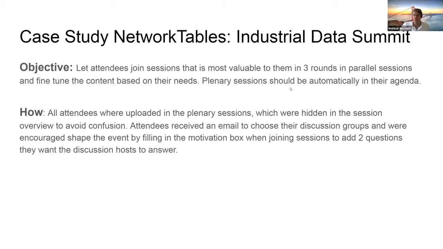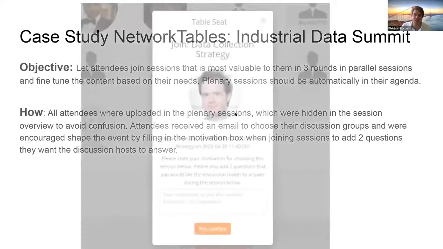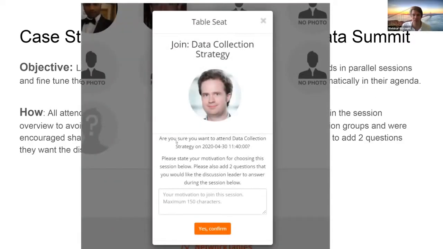Attendees received an email to choose their discussion groups and were encouraged to shape the event. What they did is they collected input before the event on those breakout sessions. They let the attendees ask 2 questions. I'll quickly show you. You see? When you were joining a session, that was a session of your free choice. People should state their motivation before choosing the session, but also add 2 questions to actually discuss.